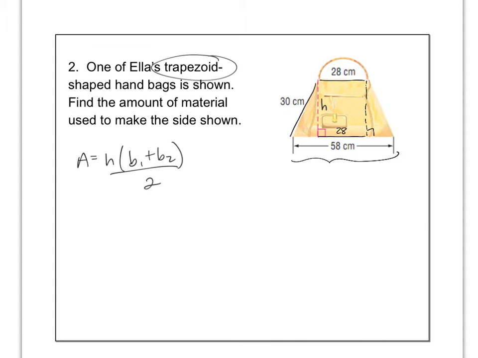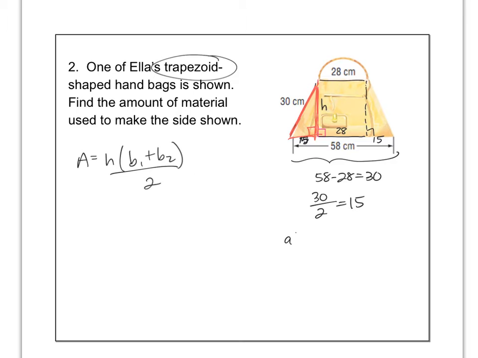Now the whole bottom is 58. So 58 minus 28 is 30. So we have 30 left, but part of it has to go here and part of it has to go here. If we divide 30 by 2, we get 15. So each of these little distances down here must be 15. Now that's important because now I'm going to outline this in red. This triangle right here is a right triangle. And this is 15 at the bottom, and this is 30 on the side.